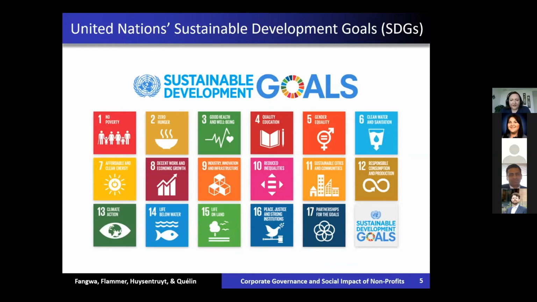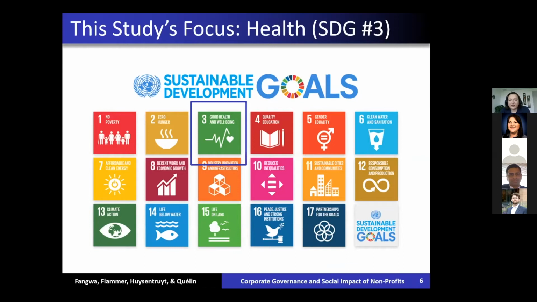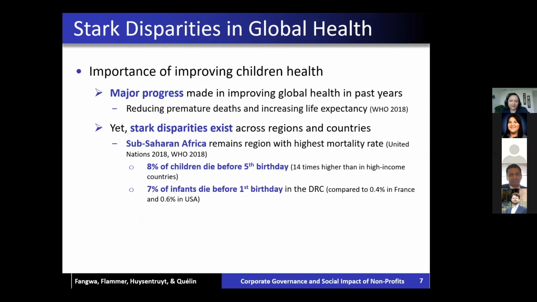Now, in this study, we focus on one specific SDG, and this is good health and well-being. When it comes to global health, there is no doubt that major progress has been made over the past decades, but stark disparities still remain. And in particular, sub-Saharan Africa remains the region with the highest infant mortality rate. To give you a sense, about 8% of children die before they can celebrate their 5th birthday, and 7% don't even survive the first year. And so these numbers are about 14 to 15% higher than in countries such as France, UK, and the US.